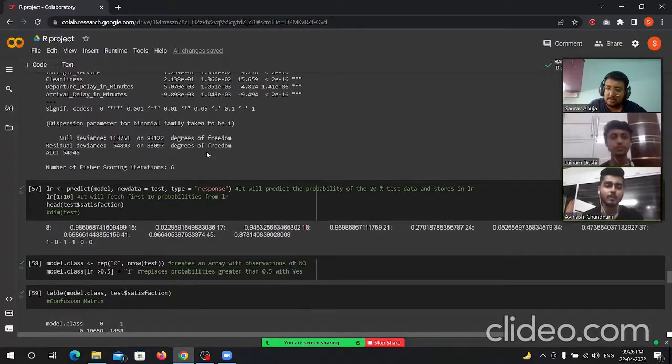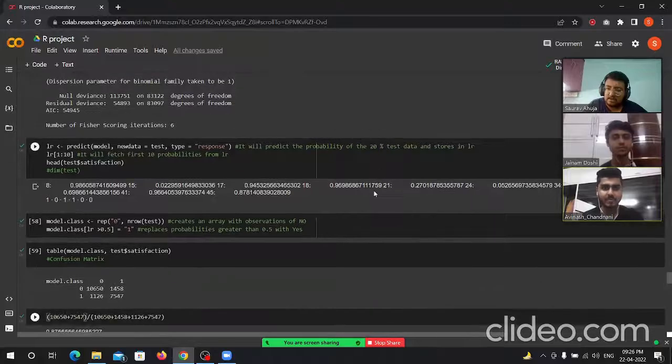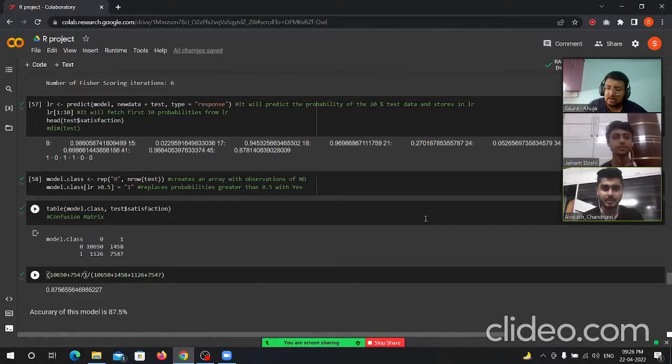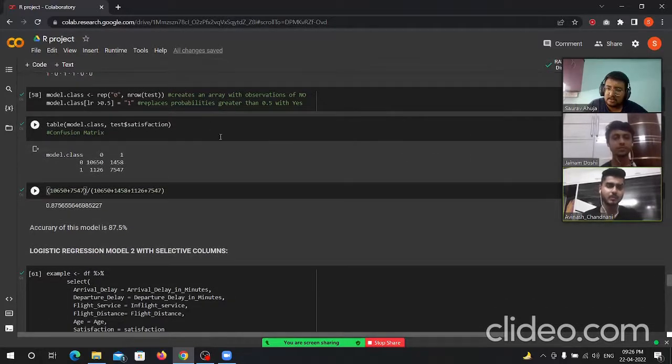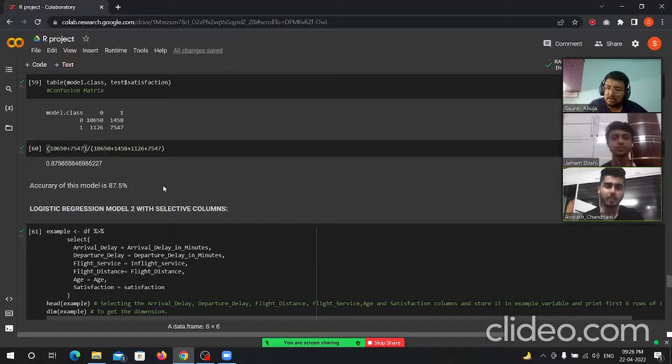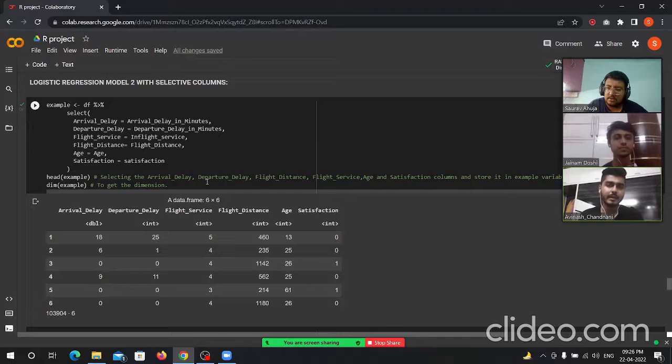So now we give the model our test data and we print the first 10 probabilities. As you can see here, what we are going to do right now is follow the principle of logistic regression. All the values above 0.5 will be turned to 1 and the rest are going to remain 0. Now we are printing a confusion matrix. The order is as follows: true positives, false negatives, and true negatives. As you can see, we have calculated the accuracy of our model manually using these values, and the accuracy turns out to be 87.5%.